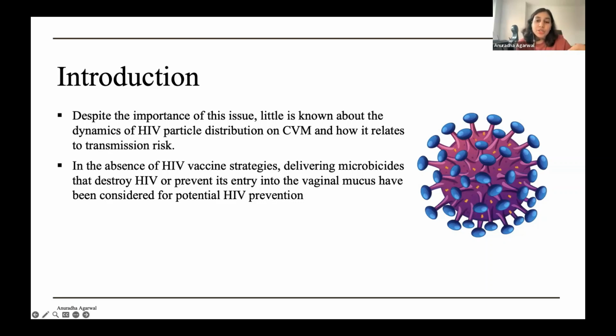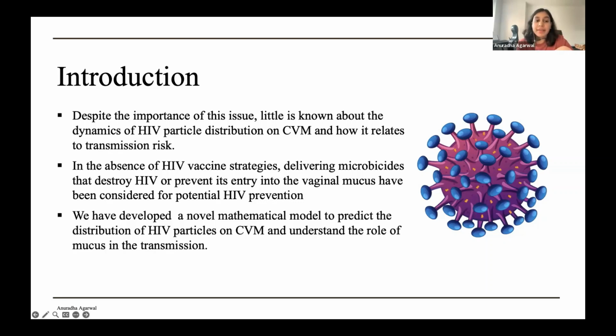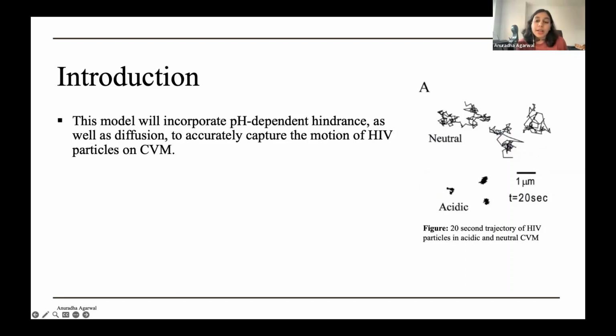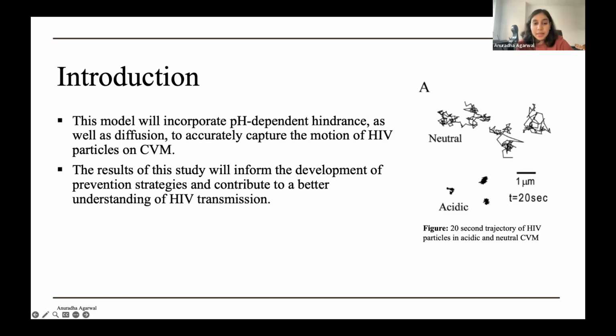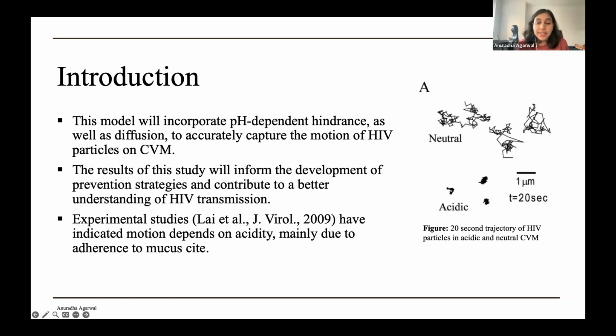Because we don't know so much, to address the knowledge gap here, we have developed a mathematical model to predict the distribution of HIV particles on CVM and understand the role of mucus in the transmission. So the model that we developed here will incorporate pH-dependent hindrance as well as diffusion to accurately capture the motion of HIV particles on the CVM. And the results of this study will inform the development of prevention strategies and continue to contribute to a better understanding of HIV transmission.